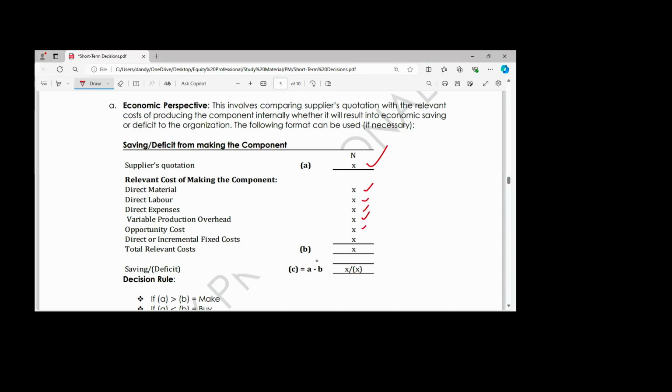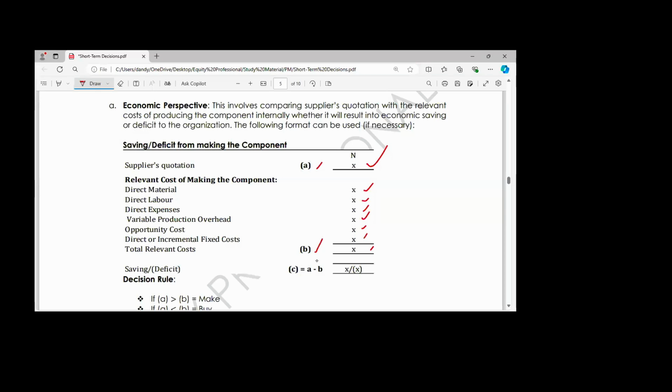So you may also have direct, attributable, specific, relevant, and incremental fixed cost. Whatever fixed cost you have that is relevant to the production of the component, you need to include it. So you add up all the relevant costs together. The difference between the supplier's quotation and the total relevant costs will give you either a saving or a deficit.